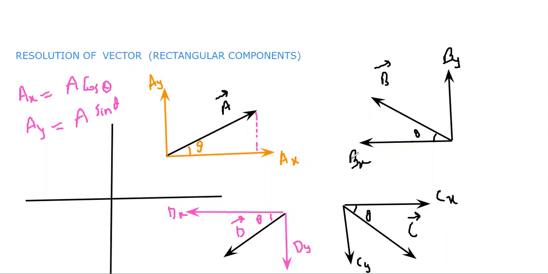Similarly, bx would be b cos theta, by would be b sin theta. So for y components we use sin theta, and for x components we use cos theta. So this is the way you resolve your vectors. This is important, and the value of components is this, ax and ay.